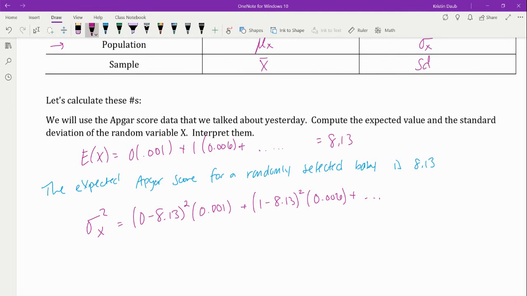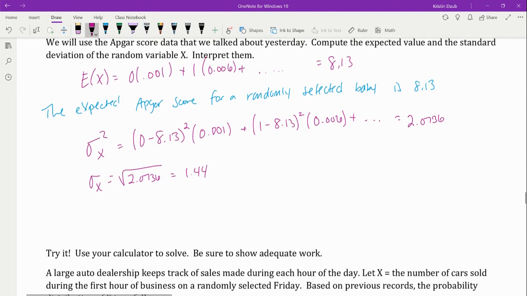Okay, so again, go ahead and calculate this for now, and then I'll show you the shortcut when we get back to class. And I got 2.0736. Now this is the variance, it's not the standard deviation. The standard deviation is just the square root of that number, which is 1.44. And let's go ahead and interpret it.